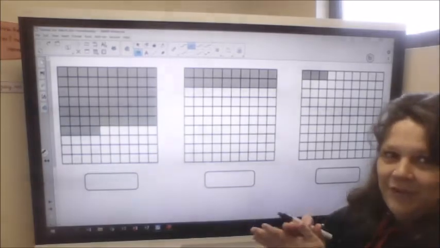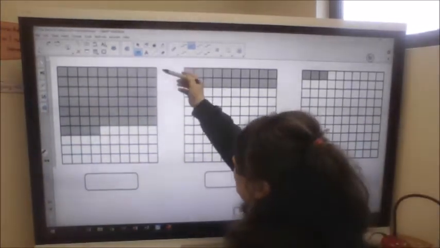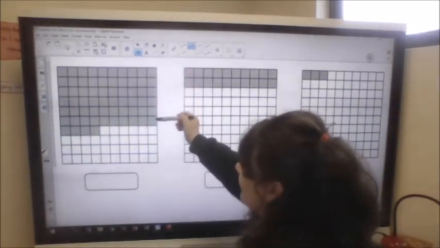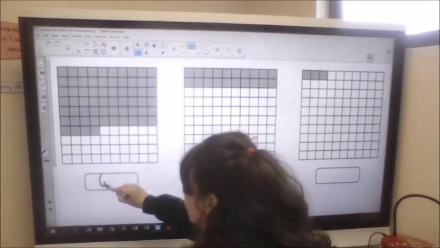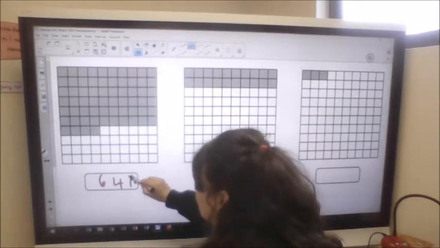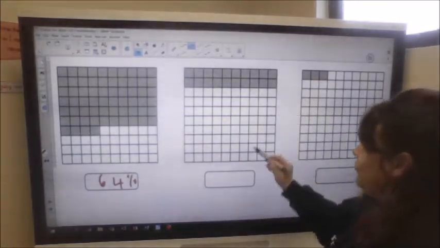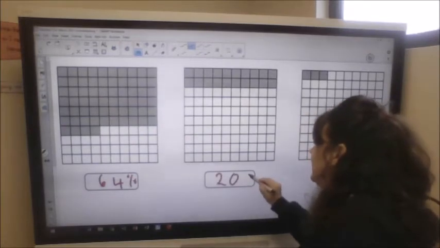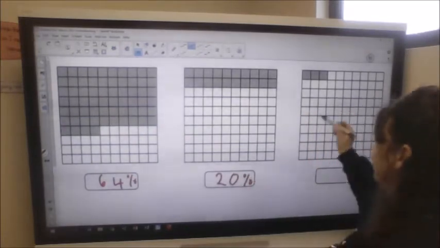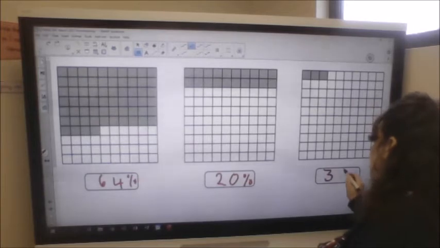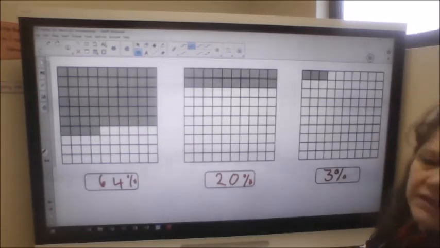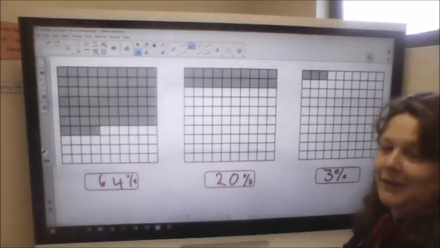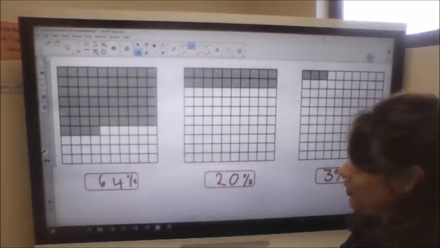Okay, year 6, let's have a look. How did you do then? So we've got 10, 20, 30, 40, 50, 60, 64. 64%. Here we've got 20%. And finally, we've got 3%. How straightforward is that? Okay, so moving on.